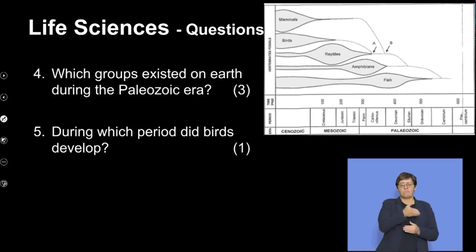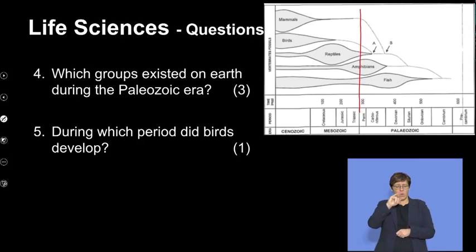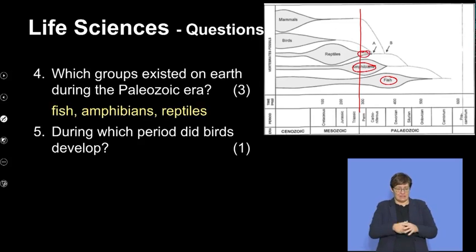Which groups existed on Earth during the Paleozoic era? And you know, if you get a question like this, draw lines all over it because it helps you work out which animals were present. So if we look at this, if we draw a line at the end of the Paleozoic era, which 3 organisms were present? Fish, amphibians, and not a lot, but there were some reptiles.